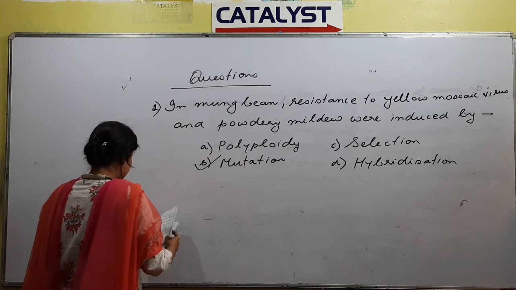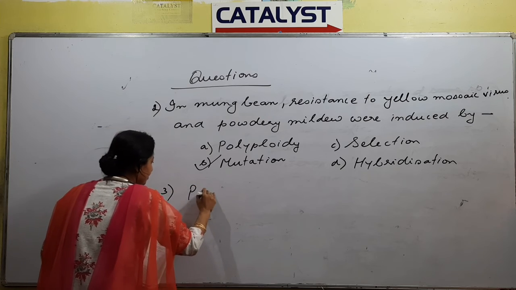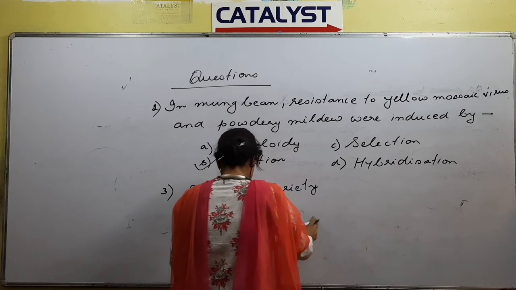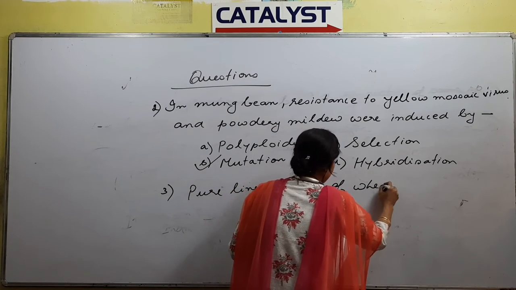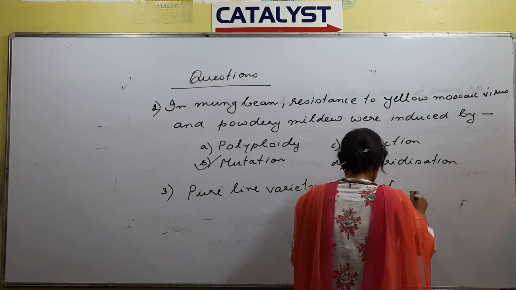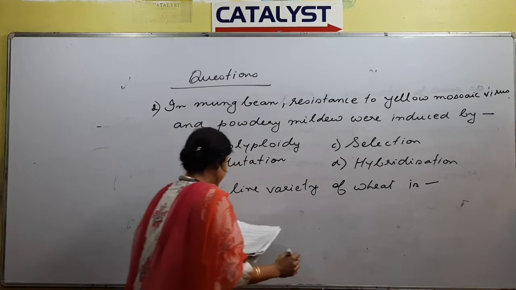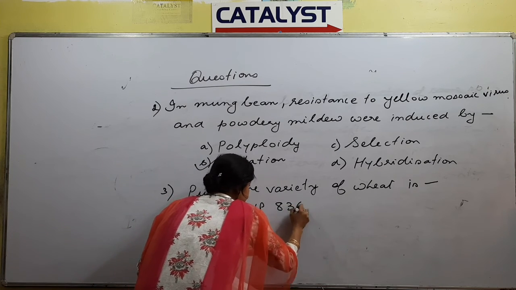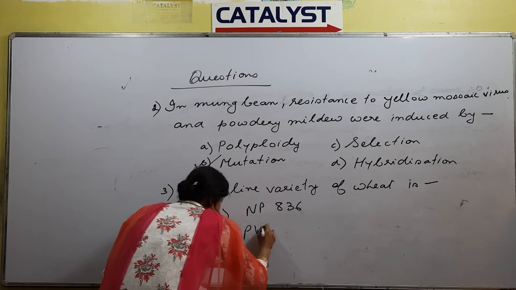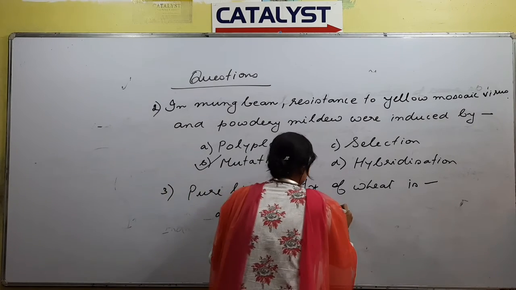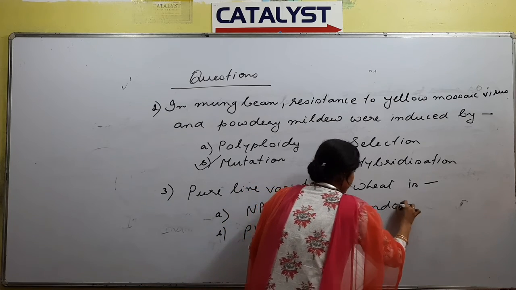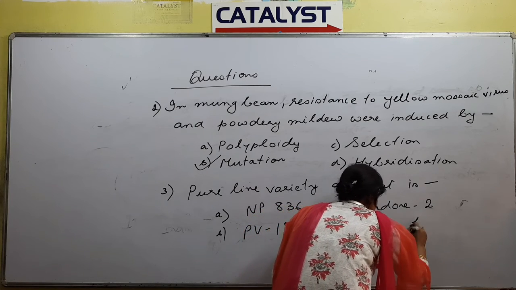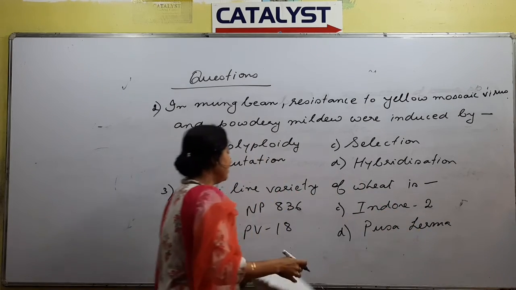Third question is, Pioline variety of wheat. So this question has come from the example point of view. Wheat is NP836, PV18, Indore 2, Pusa Lerma, right? And the answer is obviously PV18.